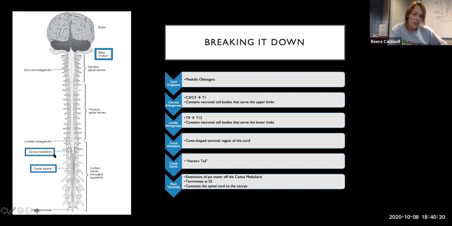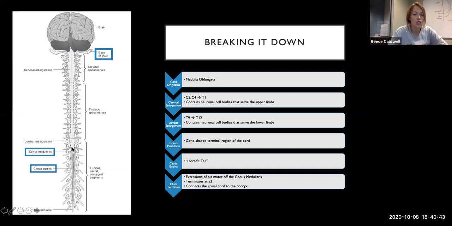And then one of the structures I do want you to know is that the cord terminates at the conus medullaris. So it originates at the medulla oblongata, terminates at the conus medullaris. That's a really funky word, so make sure you rehearse that, write it down a few times. It terminates at the conus medullaris. So that's where the cord ends.